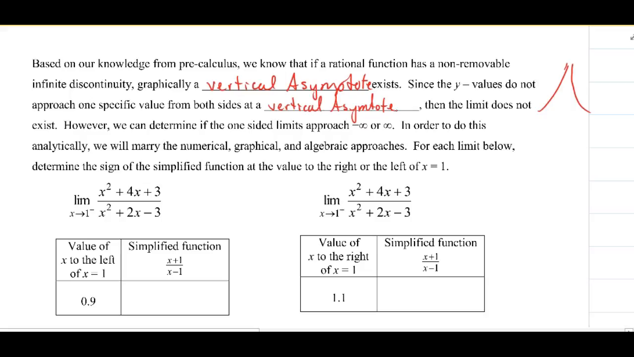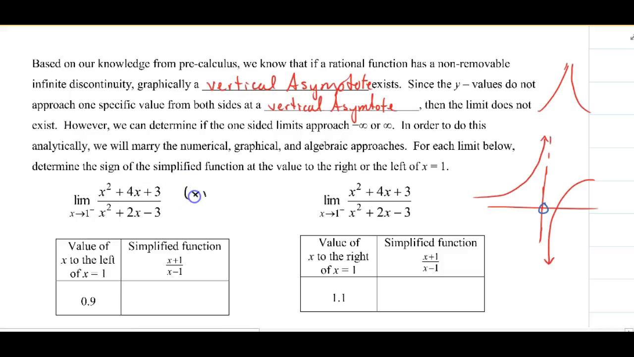But we can still determine a one-sided limit, the limit from the left or the limit from the right. In order to do this, we're going to bring that numerical approach back in. If we had a function where one side went up at the asymptote and the other side went down, let's say this is 0, how could we tell, as we got very close to this value, whether we were approaching positive infinity or negative infinity? I can look at the function, and we've seen this function before.